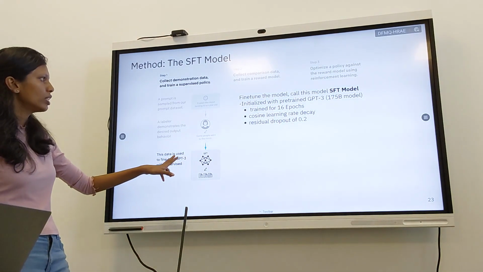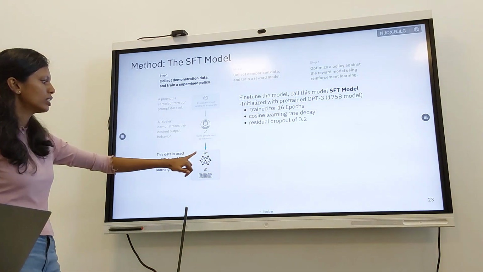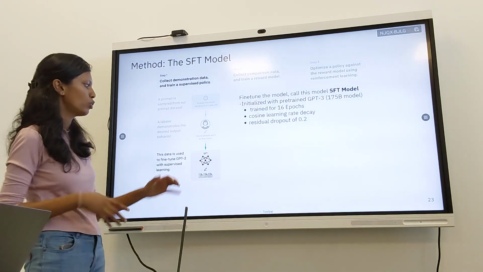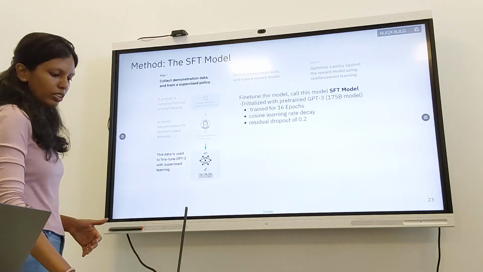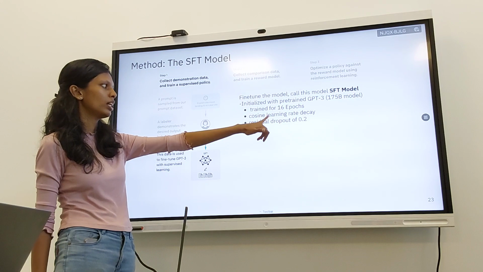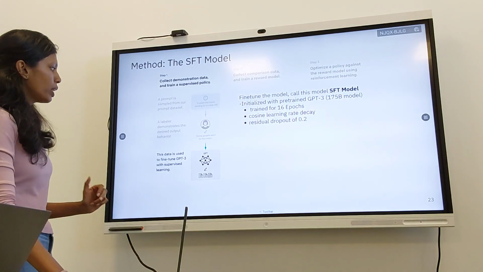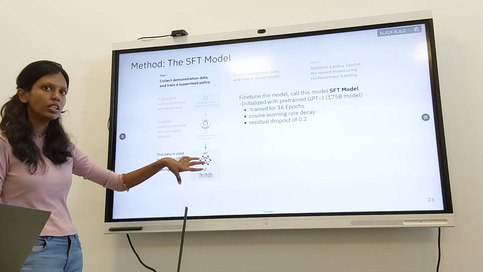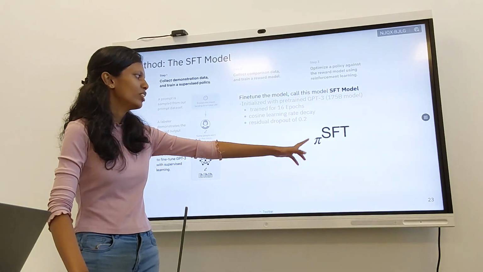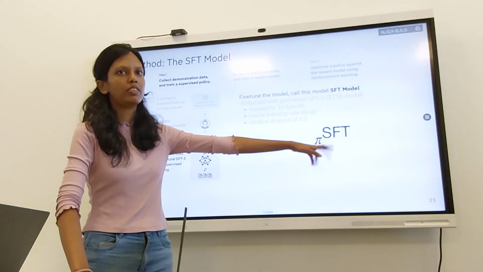This GPT-3 is 175 billion parameters. They train this existing GPT-3 and we call this SFT. Throughout the paper, this is referred to as SFT. This model is trained for 16 epochs, with cosine learning rate decay and a residual dropout of 0.2. So now we have a fine-tuned GPT-3 model. In the upcoming equations, you can see this fine-tuned SFT as pi SFT.